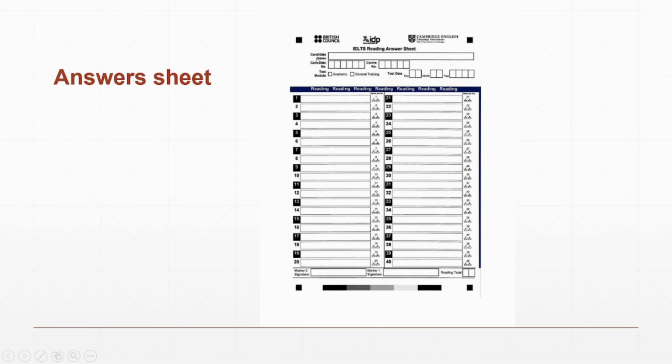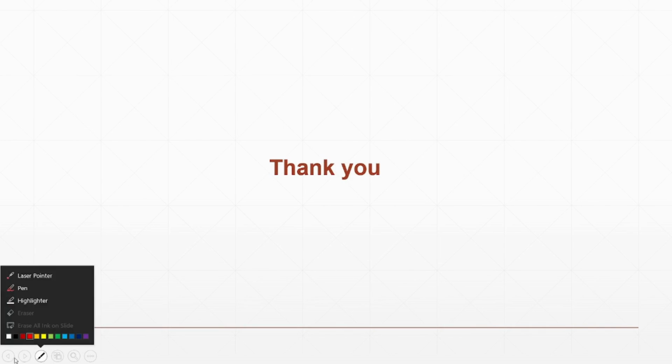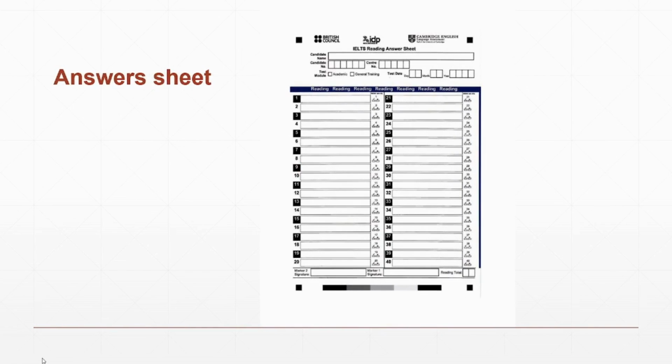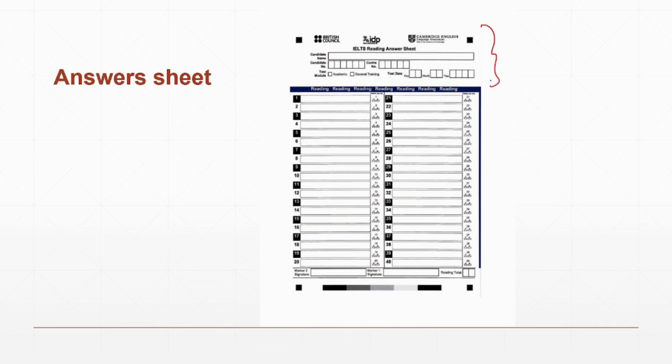So you can see that all the details of the candidate have to be filled in above, and then you also have the details where you can write all your details in the starting part, the first part of the answer sheet, whereas here you have to write the answers according to the numbers, and you should try to attempt all 40 answers, I should say.